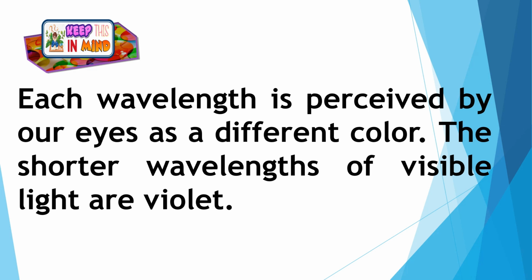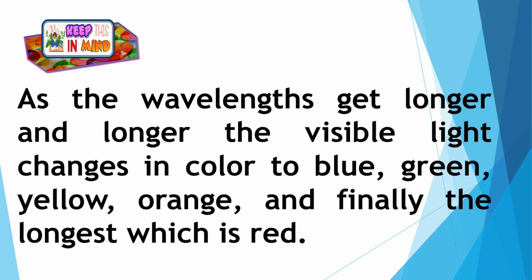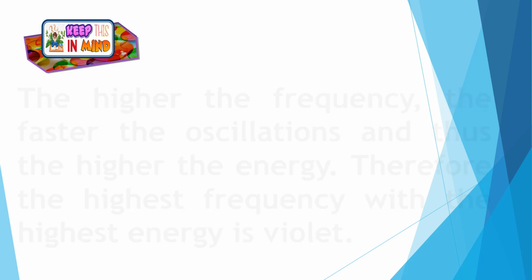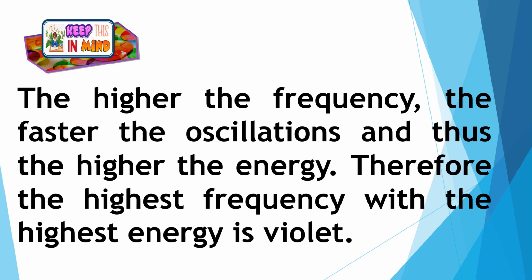Okay, class, keep this information in mind. Each wavelength is perceived by our eyes as a different color. The shorter wavelengths of visible light are violet. As the wavelengths get longer and longer, the visible light changes in color to blue, green, yellow, orange, and finally, the longest, which is red. The higher the frequency, the faster the oscillations, and thus the higher the energy. Therefore, the highest frequency with the highest energy is violet.